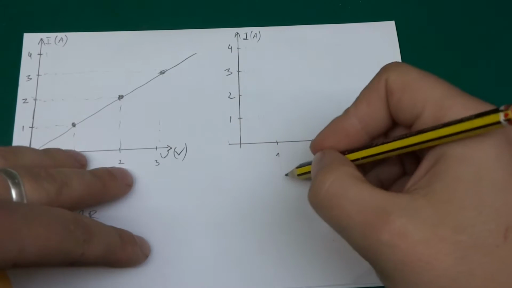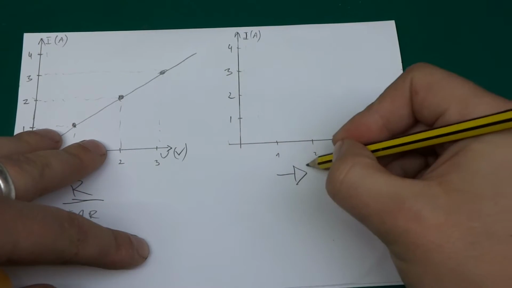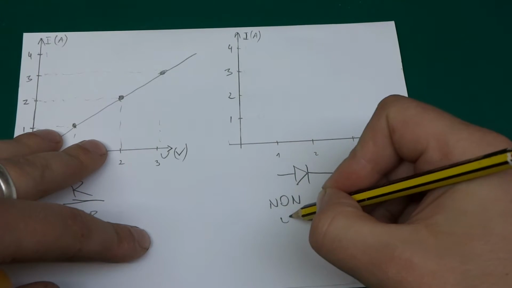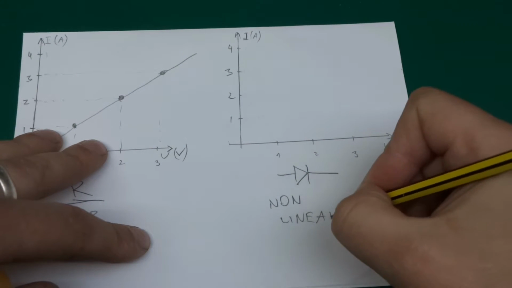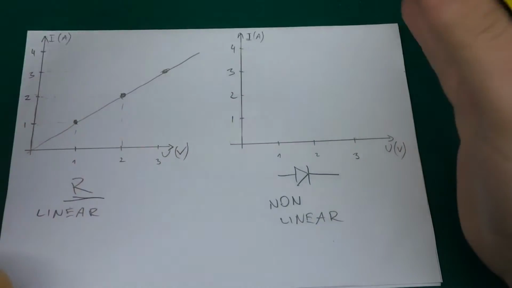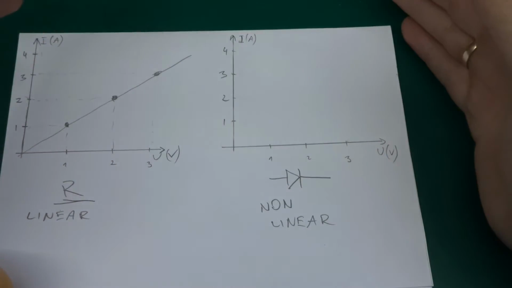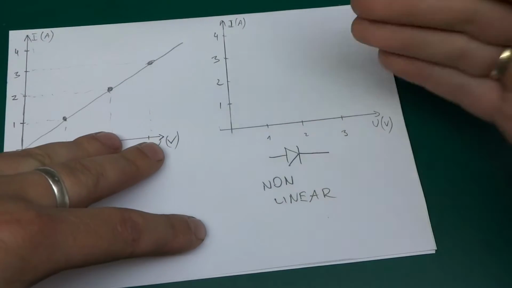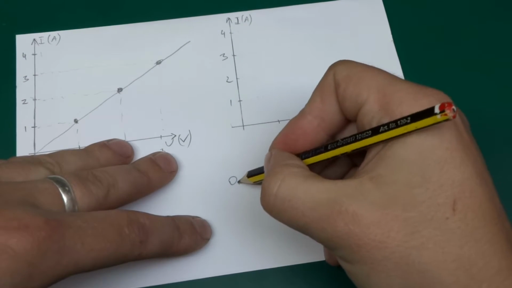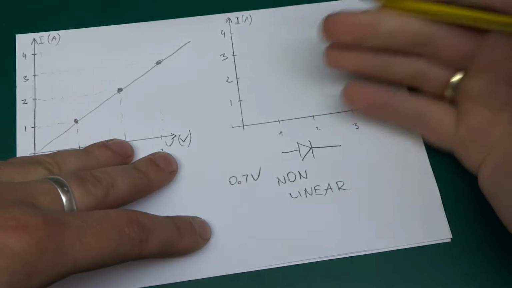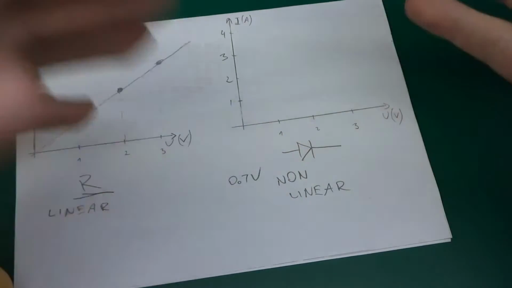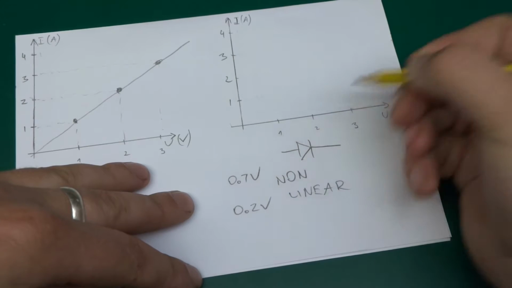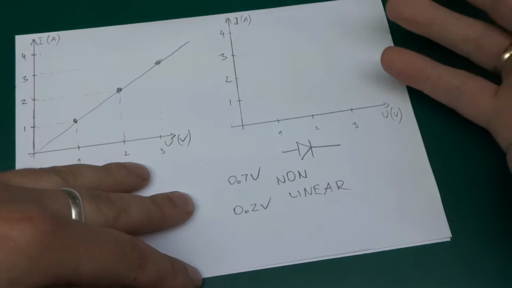Let's have a look at a diode. I'm going to draw a diode symbol over here, and non-linear. So this is where it gets a little bit tricky and a little bit interesting. A typical diode has got a forward voltage of 0.7 volts. That's a typical rectifier diode. Some of them will be higher. A Schottky diode can go as little as 0.2 volts, a really good one, usually 0.4, 0.5 and so on.